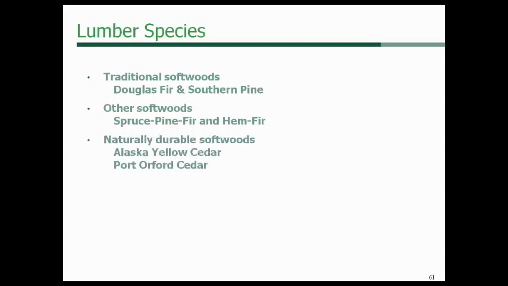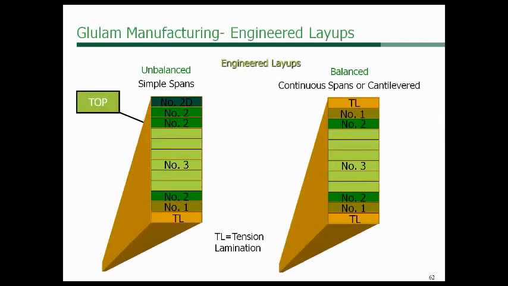Another thing that you'll see available are naturally durable softwoods, such as Alaska yellow cedar or Port Orford cedar. Those are used more so outdoors or in instances where you need the natural durability of the cedar. And you can also have them made with hardwoods. And there's also mixed species layups that are available, where you have varying species throughout the member.